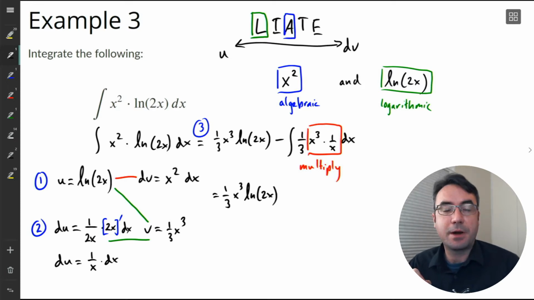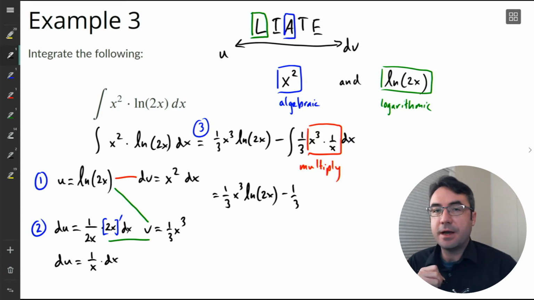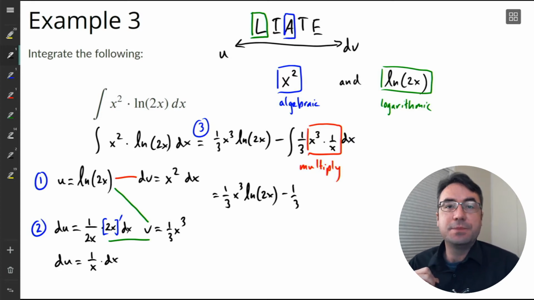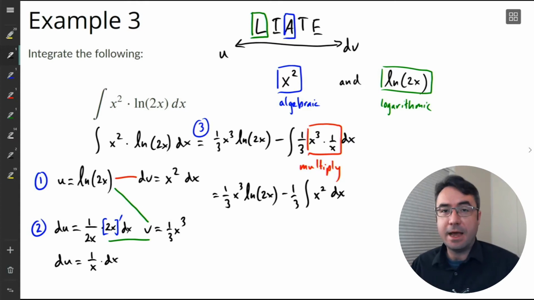So we still have that part in front, the 1/3 x cubed times natural log 2x. We're done with all the integration there, so that's not going to change at all. And then simplifying the integral, the x cubed times the 1 over x, that's going to simplify to just x squared. And now that's doable. That's just another power rule.